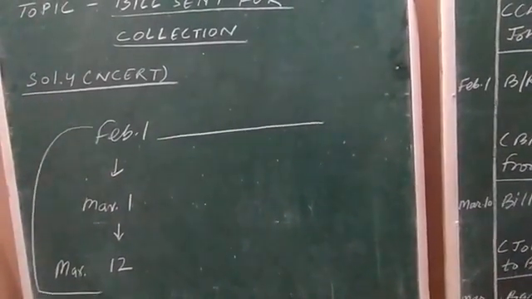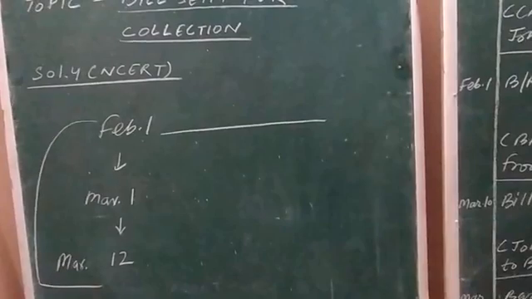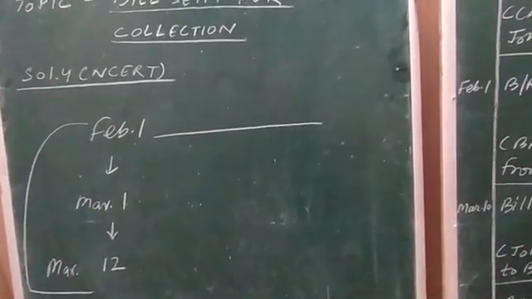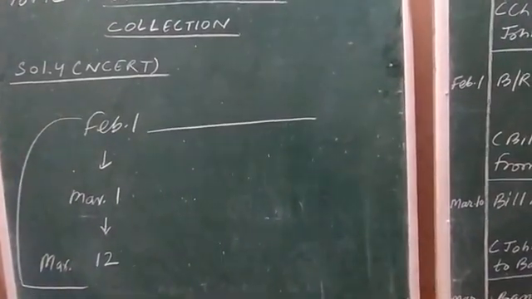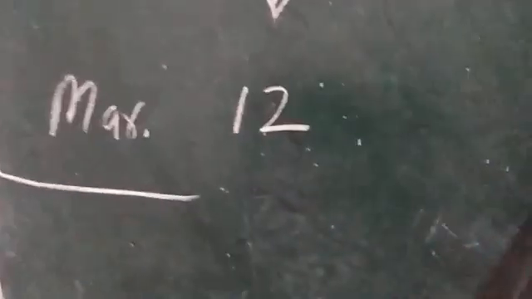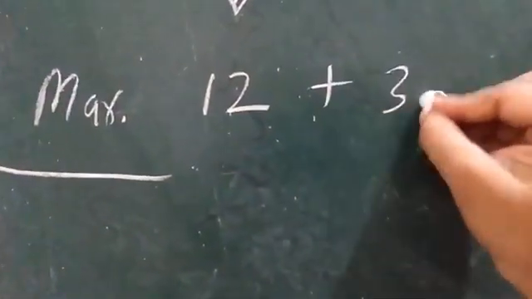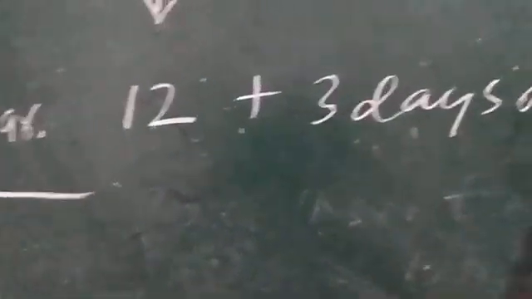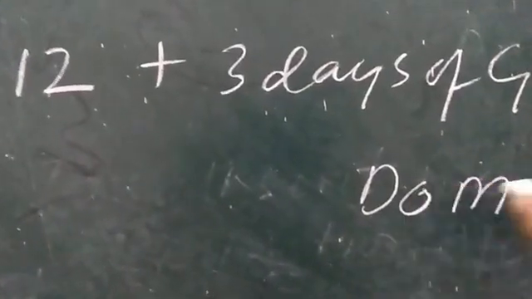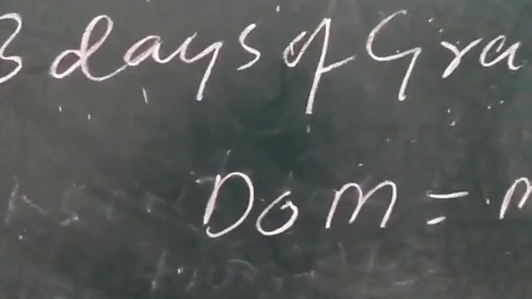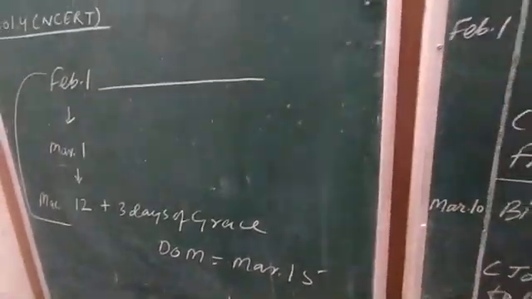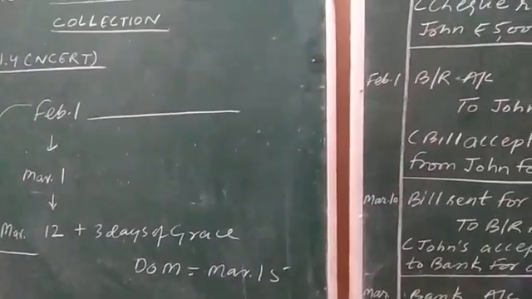As we already know, we need to calculate the date of maturity, and in order to calculate it we add 3 more days to the due date of the bill receivable. So we are adding 3 days of grace to March 12. The DOM, date of maturity, we get is March 15. This is the date of maturity of the bill receivable, on which date we will be receiving the payment from John.